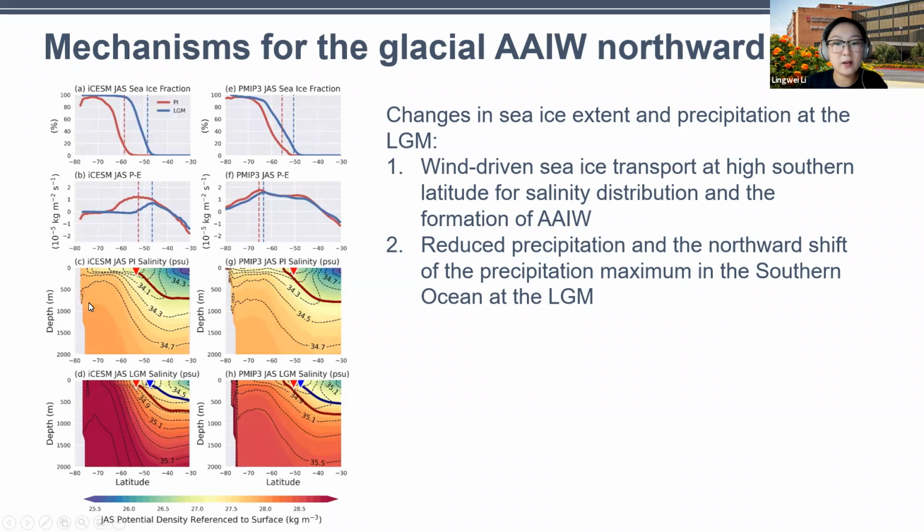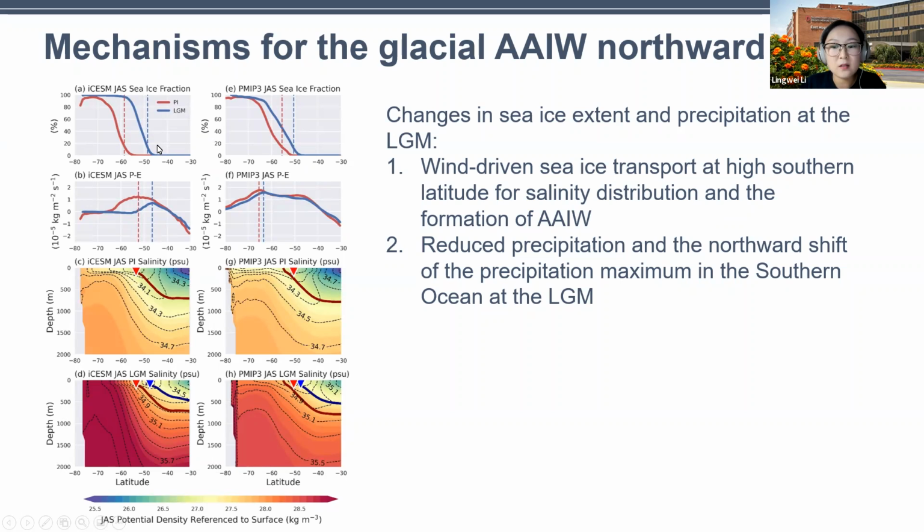So here, the left panel shows the result from iCESM. Figure A shows the winter sea ice extension during the PI and the LGM. The red dots are for the PI and the blue for the LGM. The dashed lines refer to the location of the 15% sea ice edge. And we can see that during the cold LGM period, the winter sea ice can expand across the Southern Ocean to 50 degrees south.